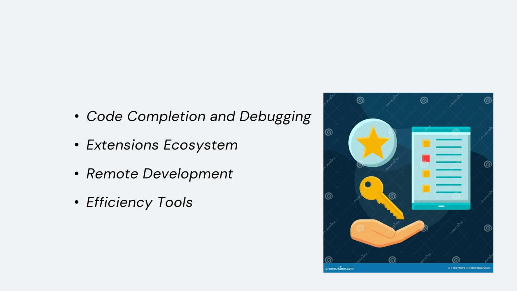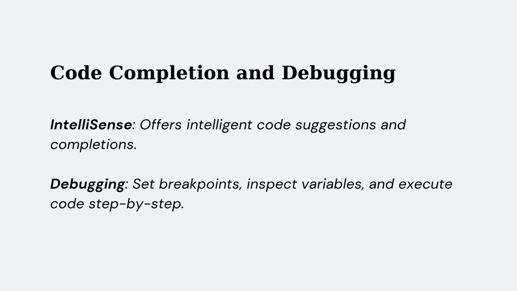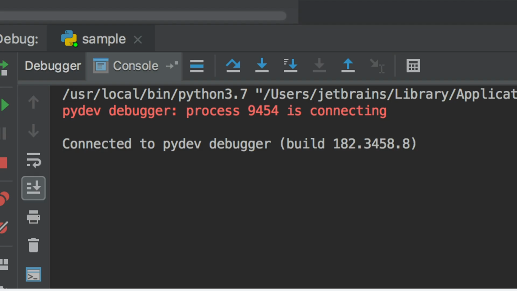Now, key features. These are the important features. Compilation and debugging. These are important tools in the software development process, and Visual Studio Code offers this process in a very efficient way. These tools help developers to develop software faster and without errors.